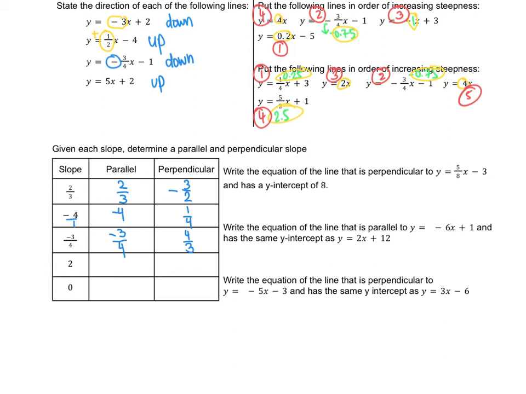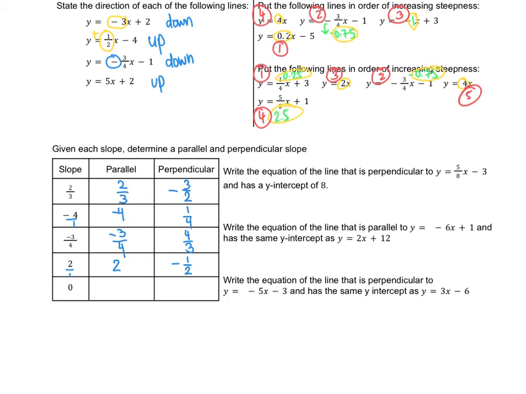Okay, our next slope is 2, so write down your parallel slope. Hopefully you wrote 2. For the perpendicular, you might want to write 2/1, and now go ahead, write that opposite reciprocal. So the reciprocal of 2/1 is 1/2. The original sign was positive, so our perpendicular slope will be negative.